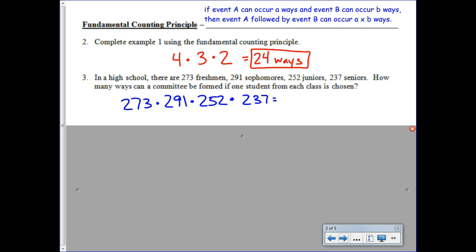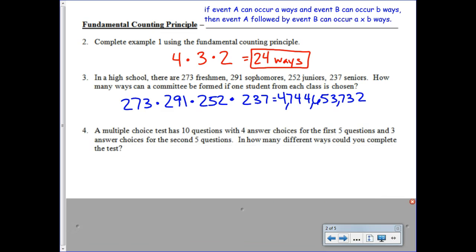And we get 474,465,372. So we get 4,744,000,000 different ways. If we want to choose one student, that is the total number of different combinations we can make.